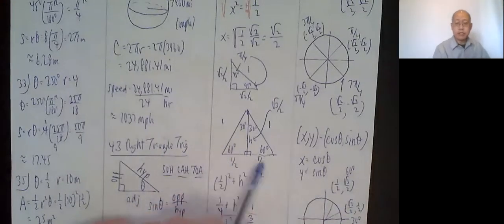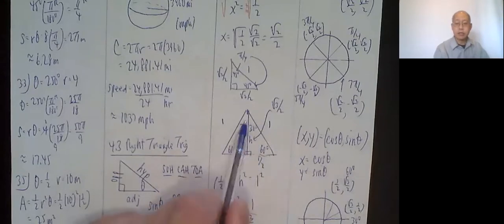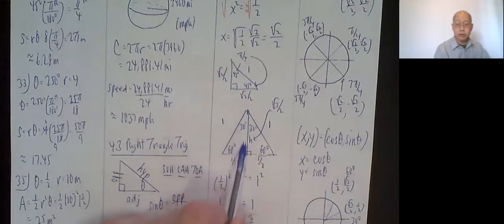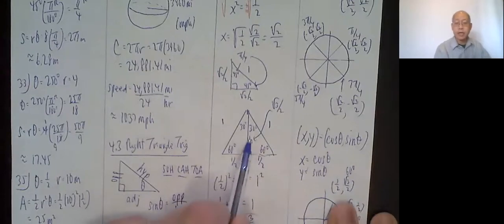Okay, for a 30, 60, 90 triangle, I start off with an equilateral triangle. Each one is side length 1. These are all 60 degrees. Draw a perpendicular right here. That means each of these is 30 degrees. This is 90 degrees. That means each of these is a half. And so my height, I decided to call h.